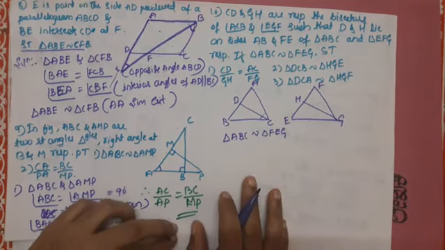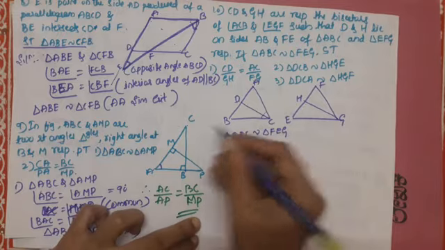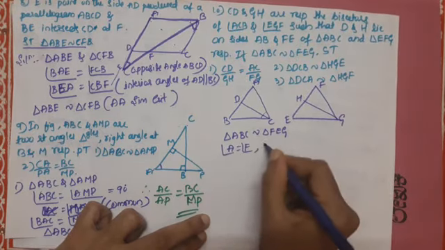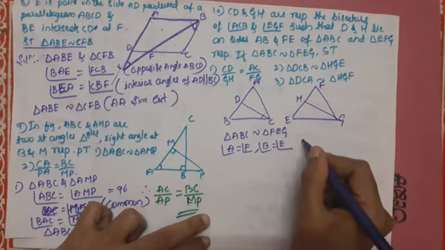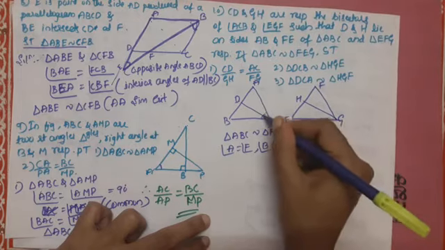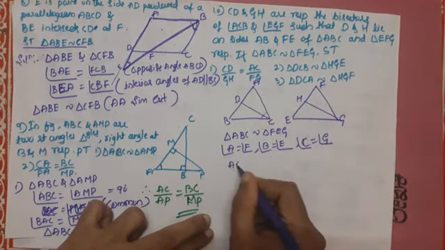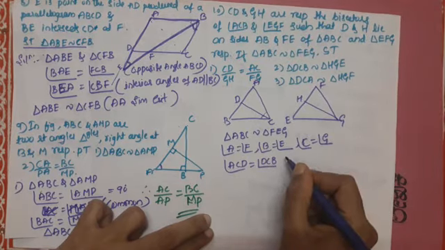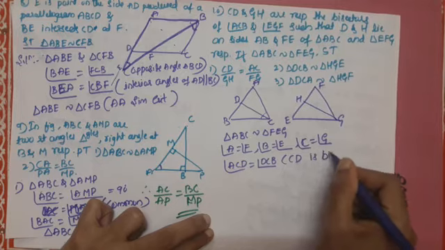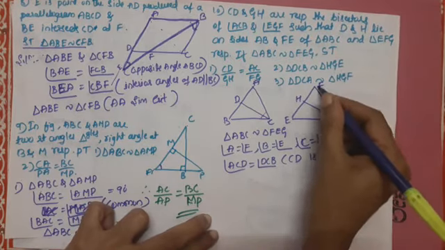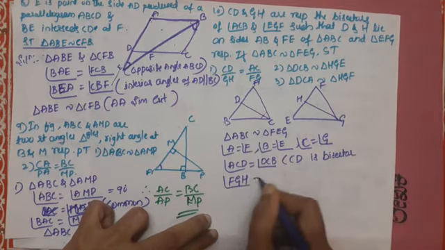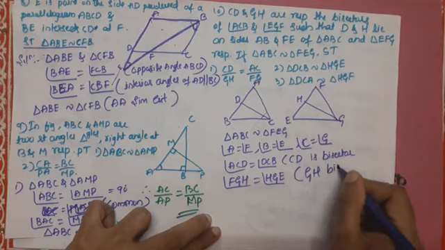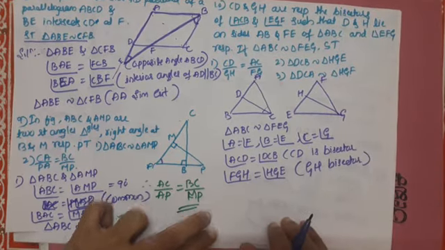For the first one, they have given that these two triangles are similar, which means the corresponding angles are equal: angle A equals angle F, angle B equals angle E, and angle C equals angle G. And since CD is the bisector, ACD equals DCB. Then FGH equals HGE because GH is the bisector. So here they have given the condition.